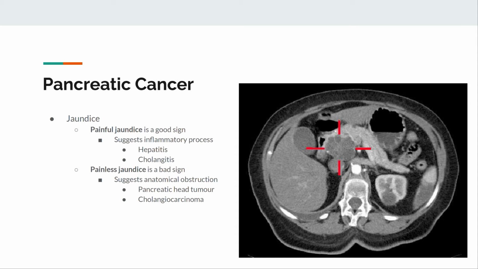Whereas if someone comes into emergency and they're jaundiced and very comfortable, you almost definitely know that it's a cancer of some kind, blocking anatomically the flow of bile. And that's most commonly a tumor at the head of the pancreas, but it can also be a tumor at the duodenal papilla or of the bile duct itself, a cholangiocarcinoma, which can either be a distal cholangiocarcinoma or a proximal cholangiocarcinoma relative to where it is near the liver.